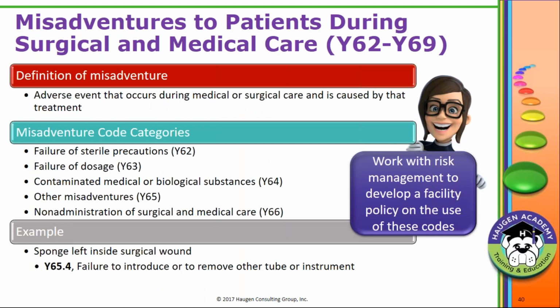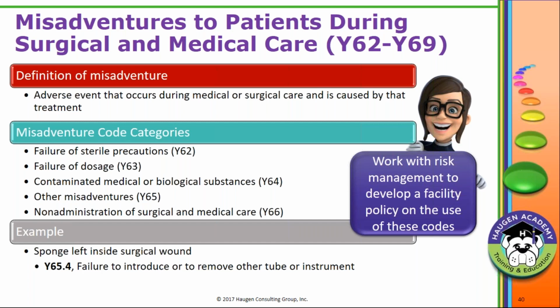A couple of things about misadventures while we wrap up our presentation today. Misadventures to patients during surgical and medical care, the definition is an adverse event. And these are things that shouldn't happen. As a matter of fact, these are things that Medicare calls never events because they should never happen. Things like failure of sterile precautions, incorrect dosages, leaving sponges inside patients or other devices inside patients, not giving the patient care when they should have had care.